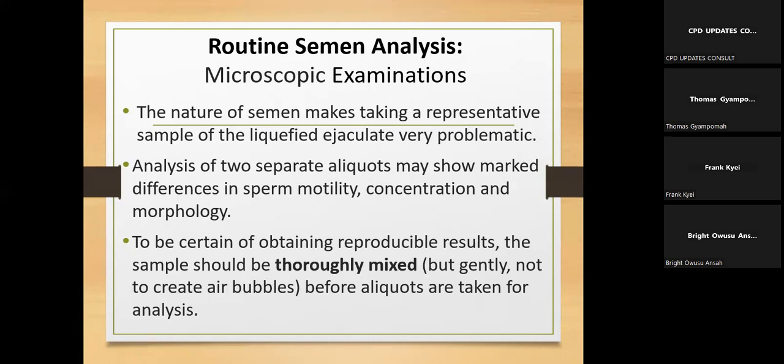And therefore, for purposes of uniformity and reproducibility, the sample ought to be thoroughly mixed. Thorough mixing doesn't mean shake it and create bubbles. It means gentle mixing, that's what we're talking about, so that all the different portions, all the different fractions, can become uniform. In so doing, any aliquot that you pick will be the same, because now the sample is completely uniform. Good.